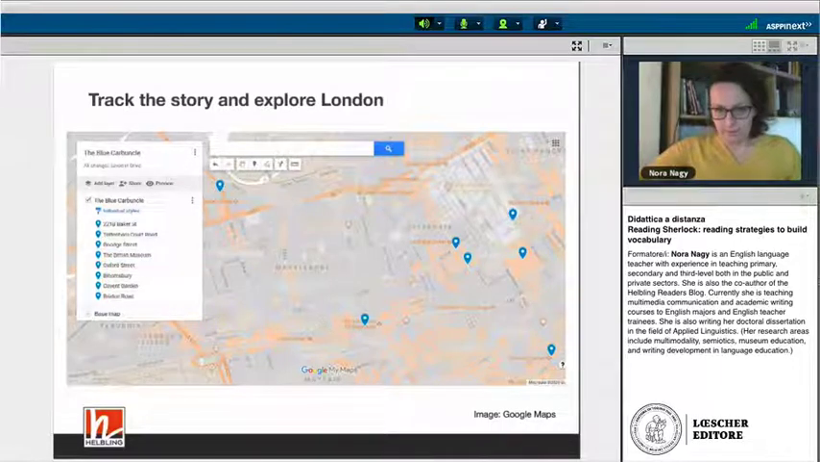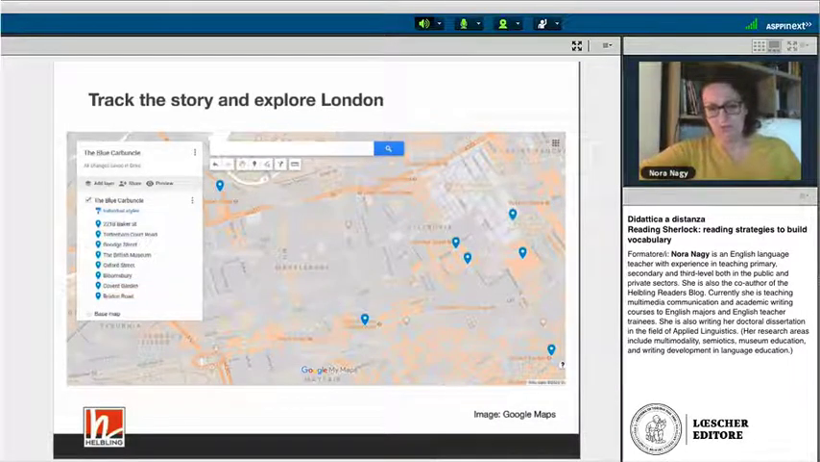So you can go on Google Maps. This map I created in about a few minutes. It's in Google, and you have to type in My Maps. That's where you can create maps and then change the layout and the colors of the map. But you can simply just use Google Maps and look for these places.